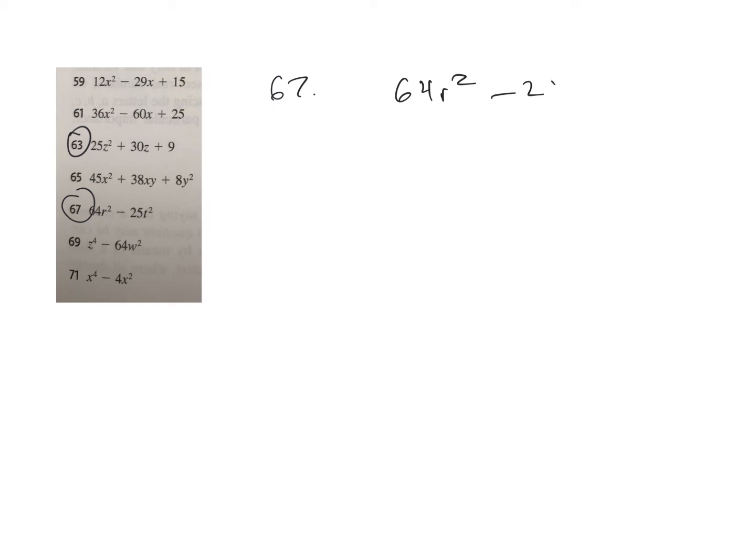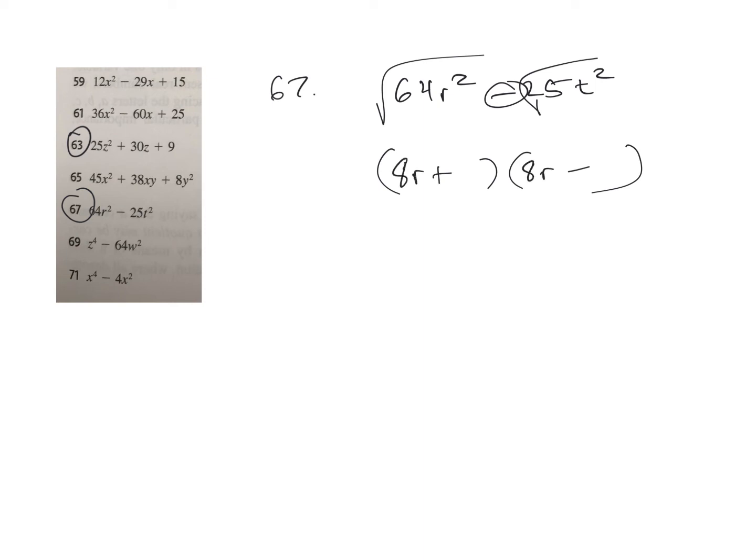64r squared minus 25t squared. So it is the difference of two perfect squares, meaning you can take the square roots of those. So the square root of those, first of all, that's what this is going to be if it's the difference of two perfect squares. So the square root of the first is 8r, so that's going to go into the first positions. And the second one is 5t. Done. That's the easiest one to factor if you can tell that you can take the square root of both of them and you have the difference, subtraction, between them. Next slide.